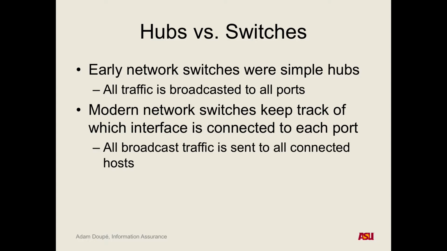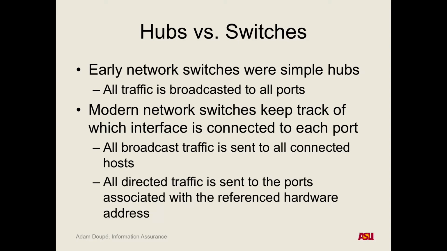So basically all broadcast traffic, all packets sent with the destination of FFFFFF, all ones, is sent to every connected host. Otherwise, it keeps track in its routing tables of which MAC addresses are associated with which port. Why is this important to us? Is this just a random technical detail that I'm throwing in?